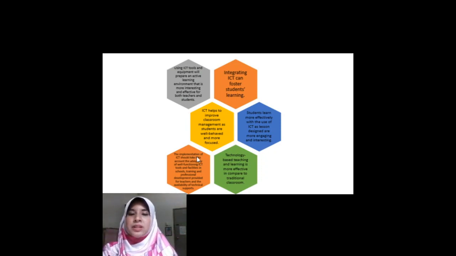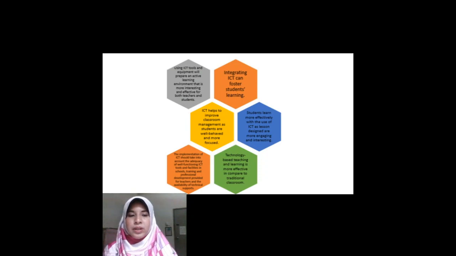And also the implementation of ICT should take into account the adequacy of well-functioning ICT tools and facilities in schools, training and professional development provided for teachers, and the availability of technical support at the schools. And also technology-based teaching and learning is more effective compared to the traditional classroom.